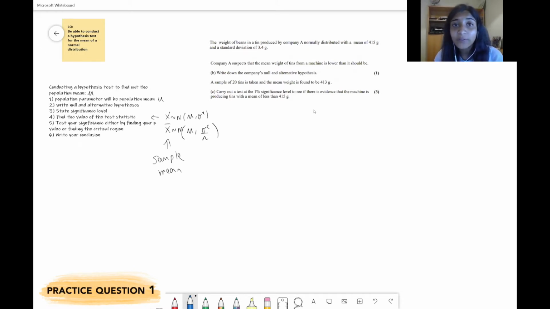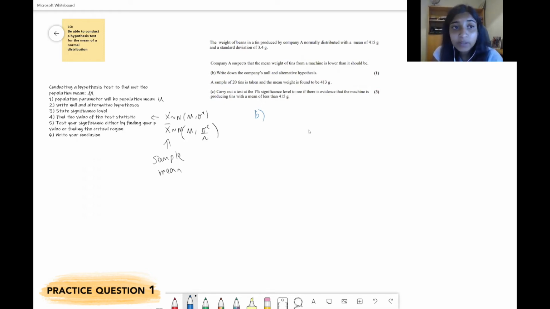We have the weight of beans in a tin produced by company A. It's normally distributed with a mean of 415 grams and a standard deviation of 3.4 grams. Company A suspects that the mean weight of tins from a machine is lower than it should be. Write down the company's null and alternative hypothesis. So you could call that part B. I've just skipped out part A because it wasn't relevant for what we're doing here.